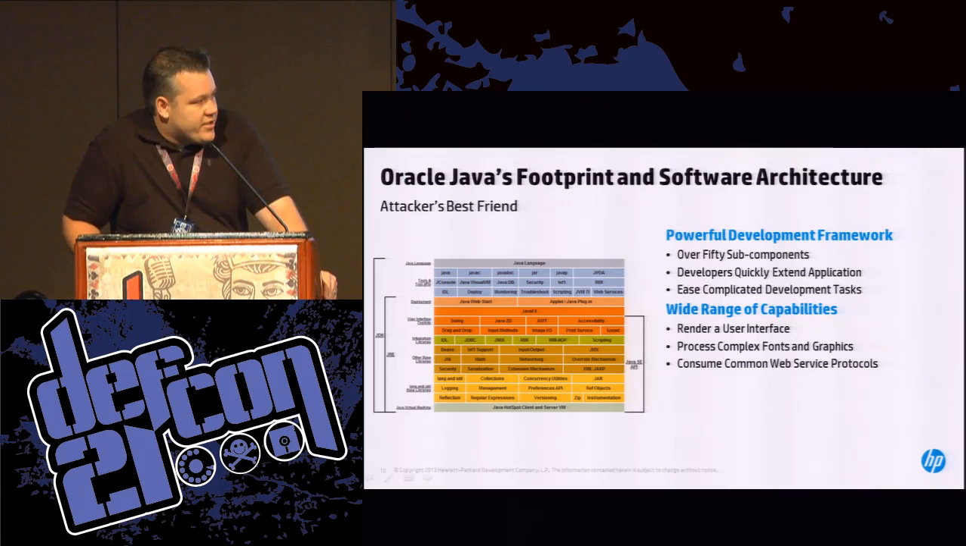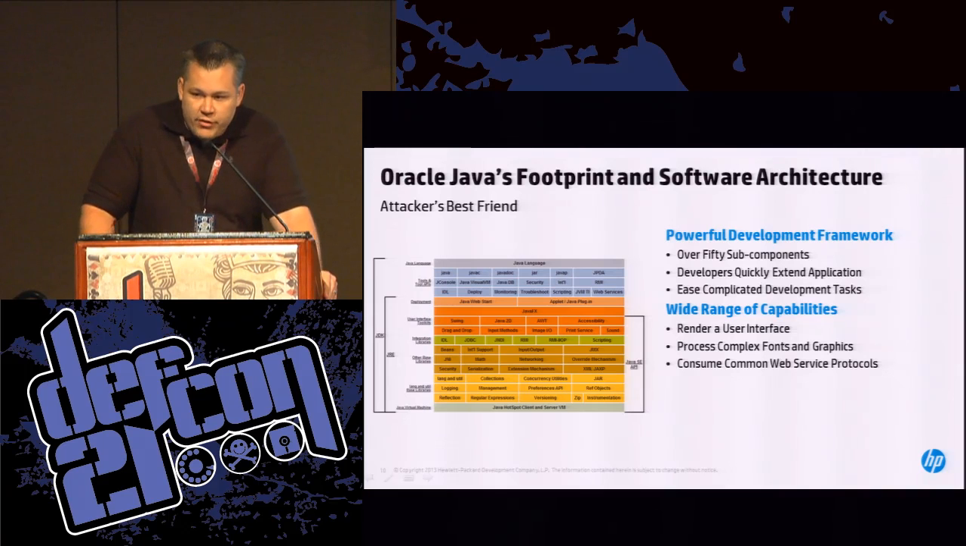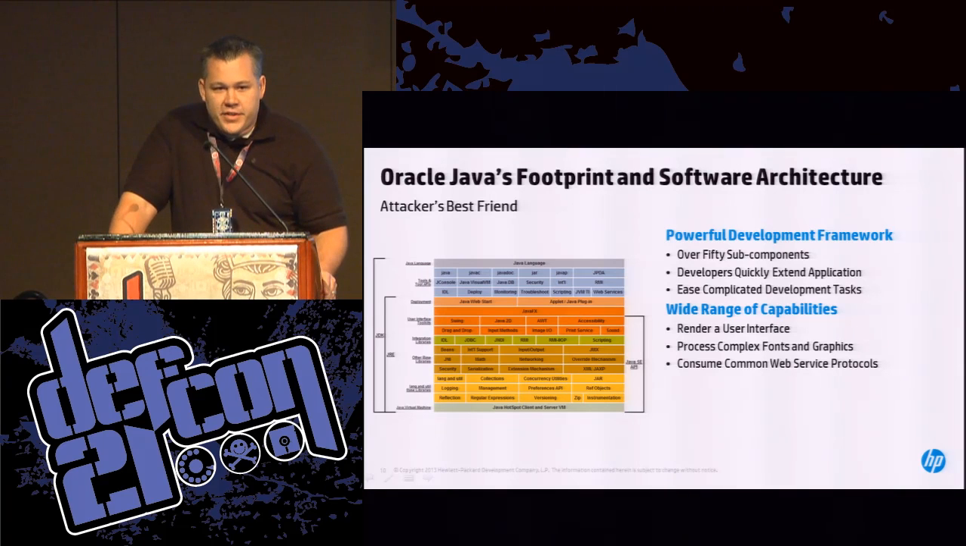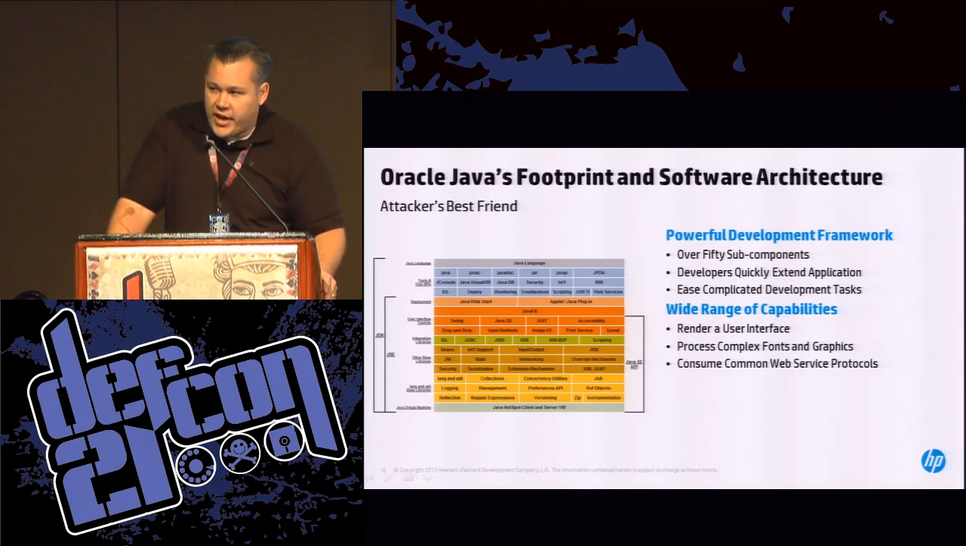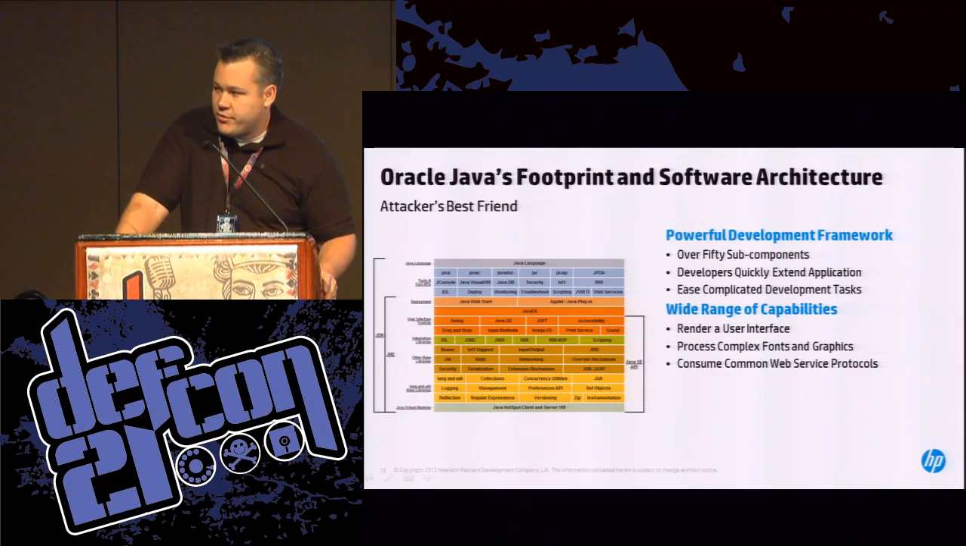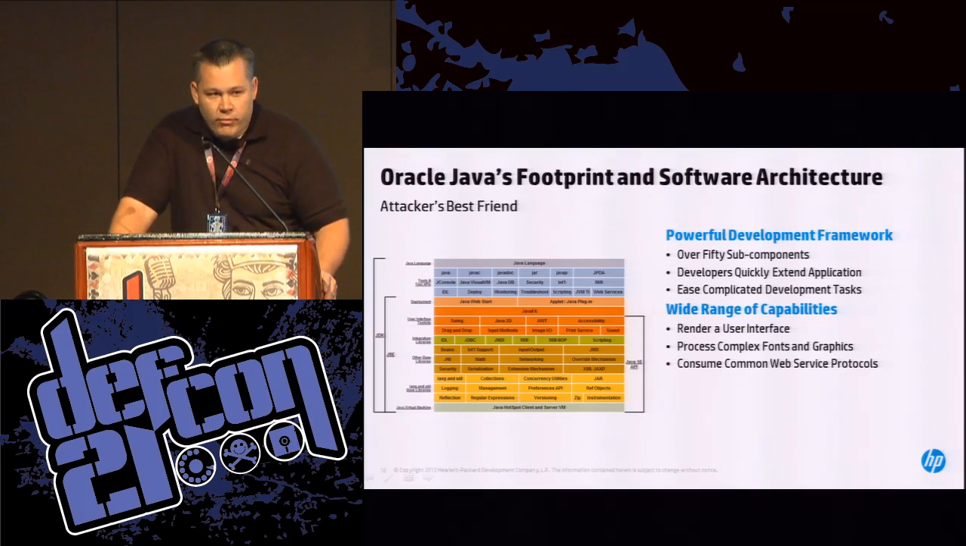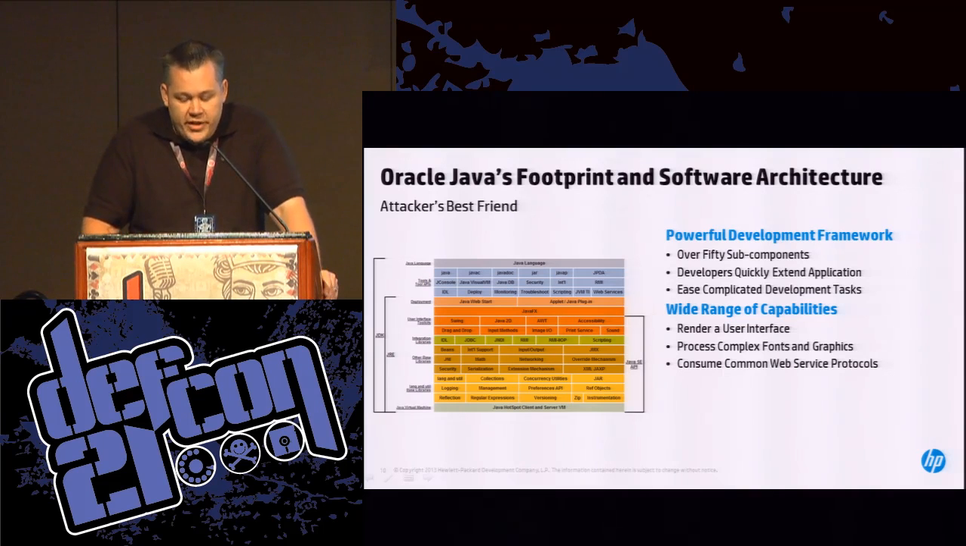If we look at the architecture itself, it's on the slide right here. There are over 50 subcomponents, and what we're focusing on in this presentation is what are the most vulnerable pieces of this architecture. And we'll cover a couple of them which will come up later in the presentation. The deployment subcomponent consists of the Java WebStart capabilities and the applet capabilities. Java FX is a set of APIs for creating and delivering rich internet applications. Java 2D, well, it produces 2D graphics.